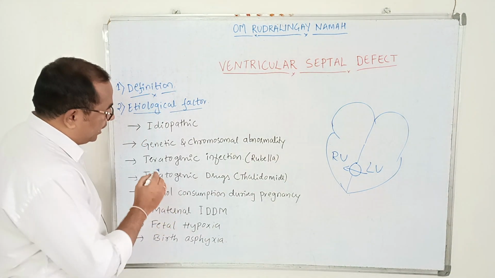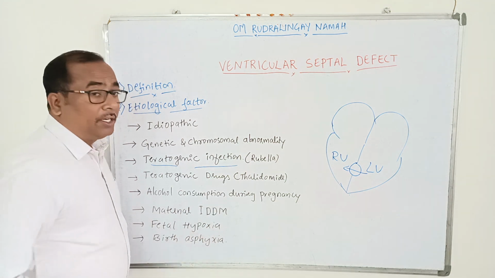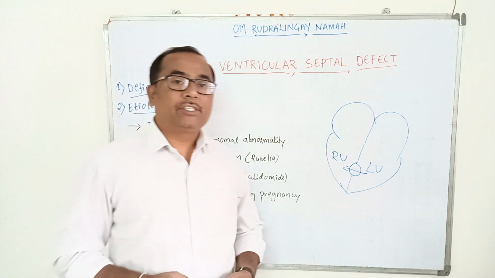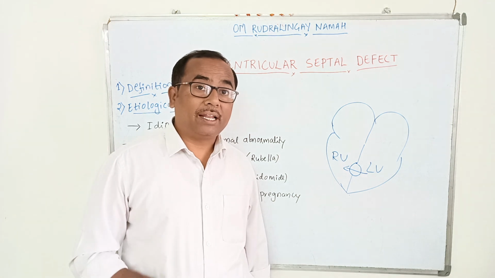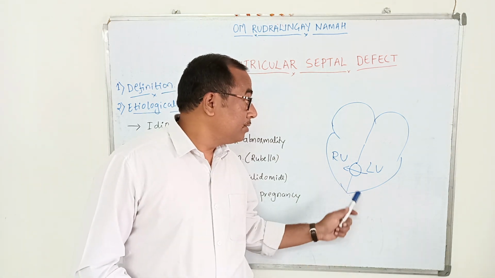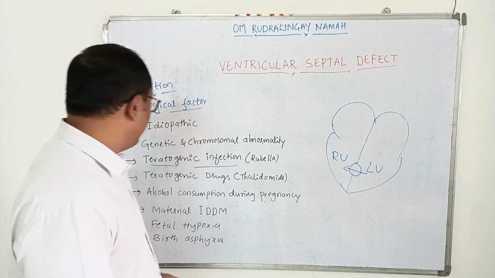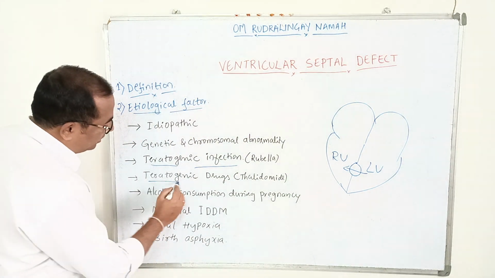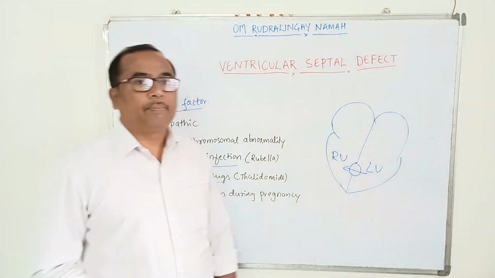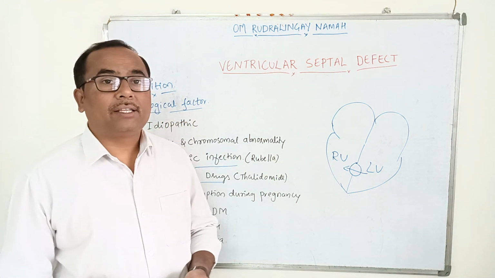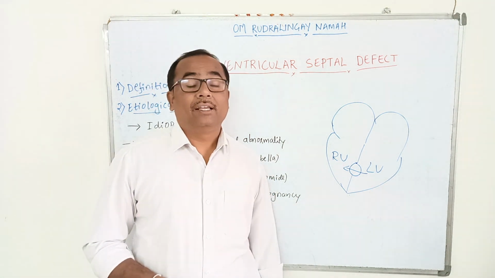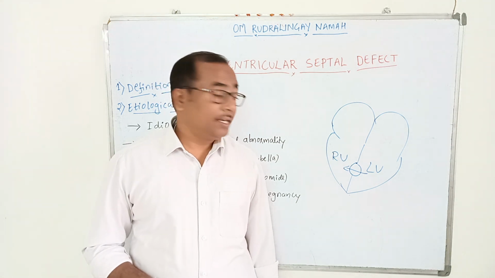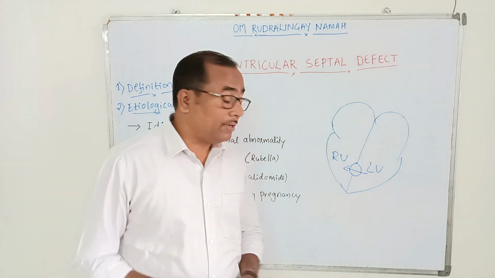Next one is teratogenic infection, that is an infection that occurs to the pregnant mother during the first trimester. That can also give rise to ventricular septal defect. Next one is teratogenic drugs. When a mother takes some drugs during the pregnancy, especially thalidomide, that can also give rise to congenital heart disorders, that is, ventricular septal defect.